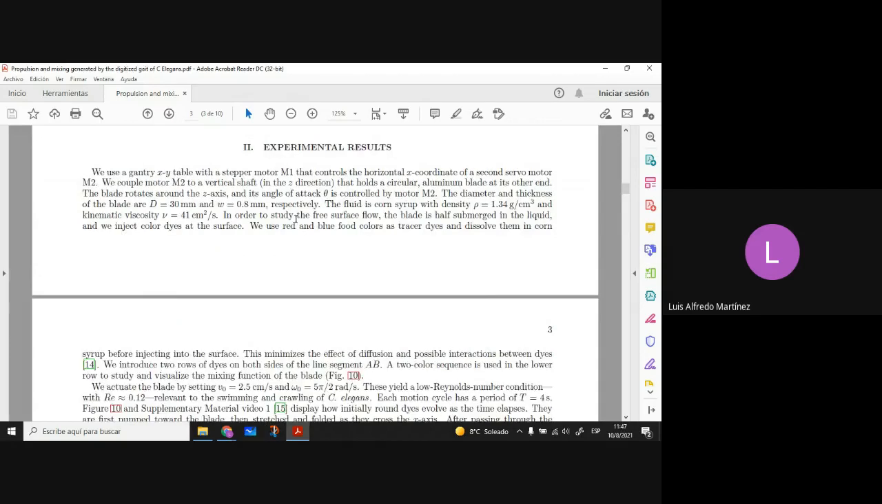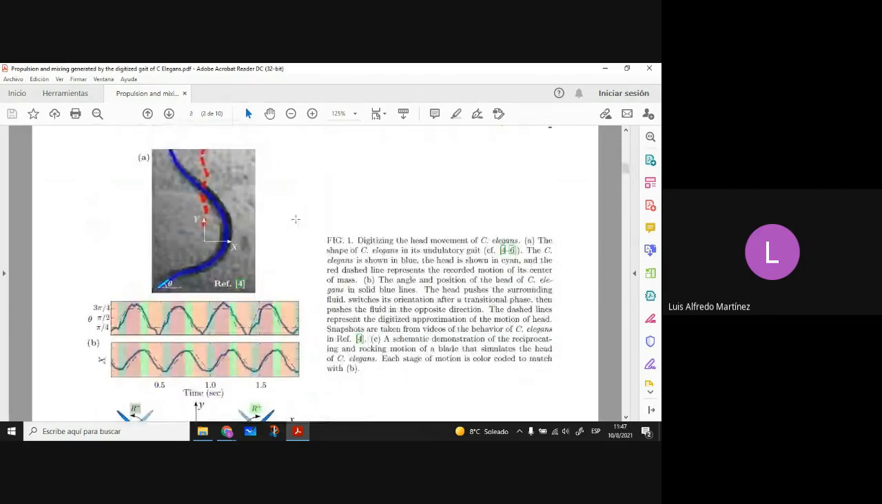Finally, I can say that the head of the C. elegans describes a closed trajectory of the phase space, and in this sense, its motion is a harmonic motion cycle. Thank you very much.